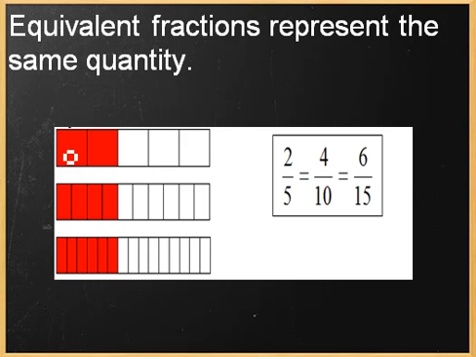So 2/5, taking our whole and breaking it into 5 equal-sized pieces and shading 2, is equivalent to taking our whole, breaking it into 10 equal-sized pieces and shading 4 of them. We can see this idea of equivalent fractions. We know that 2/5 is equivalent to 4/10 by multiplying both numerator and denominator by 2. 2/5 is also equivalent to 6/15 because we multiplied numerator and denominator by 3.